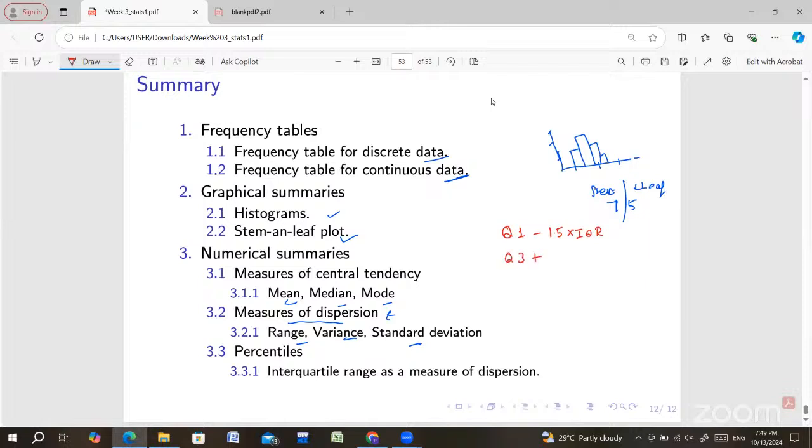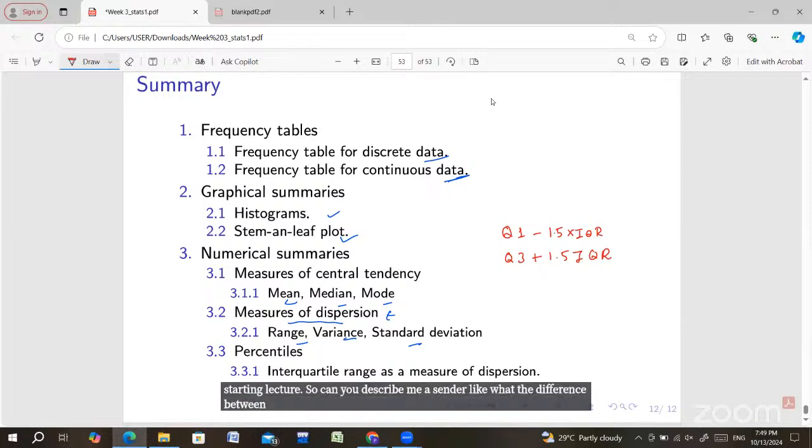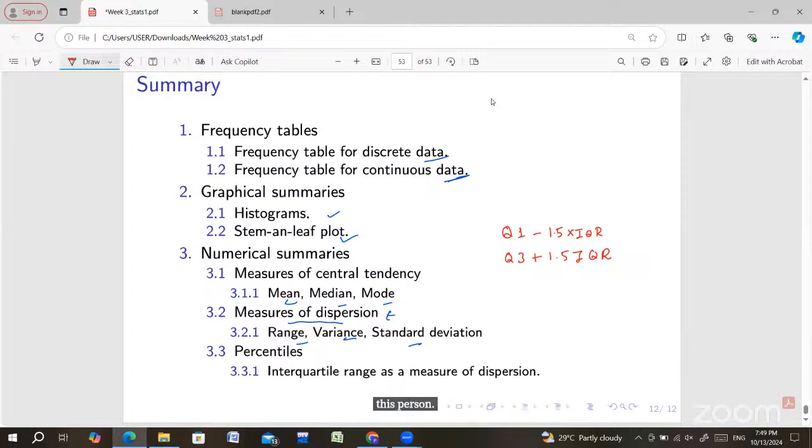Excuse me, ma'am. Yes. Ma'am, I have a confusion in percentiles. Okay, let's first understand something. I was not available at that time, so I missed the starting lecture. Can you describe central tendency, like the difference between a central tendency and a dispersion? So a measure of central tendency tells you about the central part of the data. Okay, just a second, I'm coming.